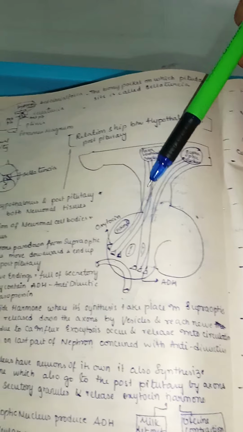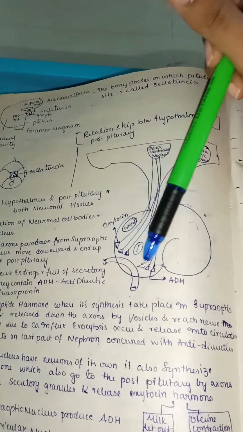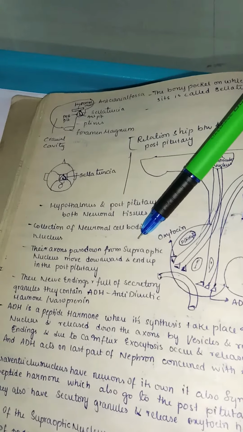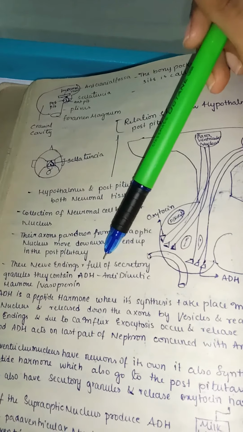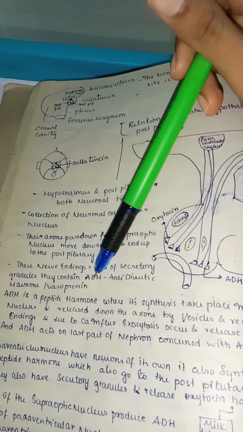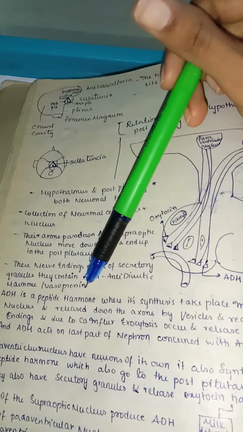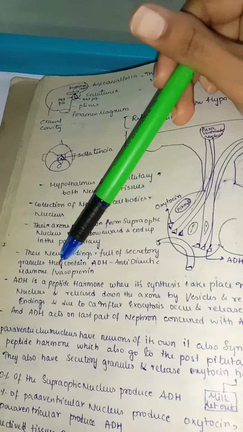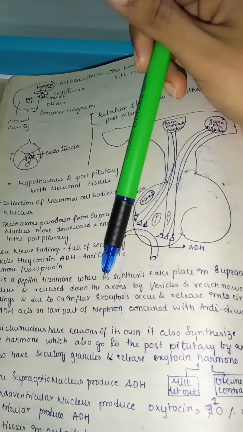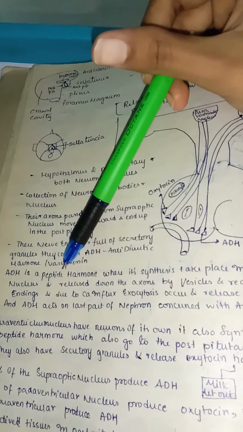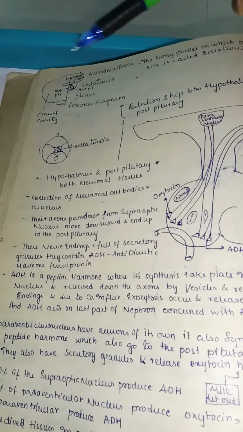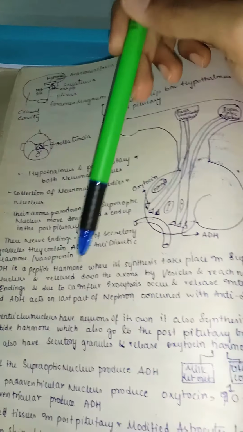So from this nucleus the axons will come and give the connections to the posterior pituitary mainly. Their nerve endings are full of secretory granules. They contain antidiuretic hormone, also called vasopressin, right? ADH is a peptide hormone. Whenever you hear the word peptide hormones, it means hormones which have less than 100 amino acids, right?